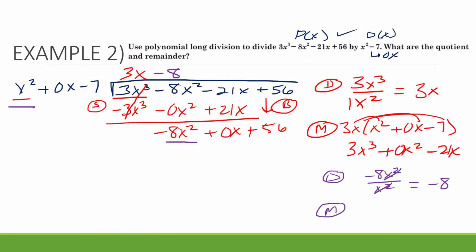We're going to multiply. So we have negative 8 times x squared plus 0x minus 7. And we're going to distribute. And we get negative 8x squared plus 0x. A negative times a negative is a positive. Plus 56.